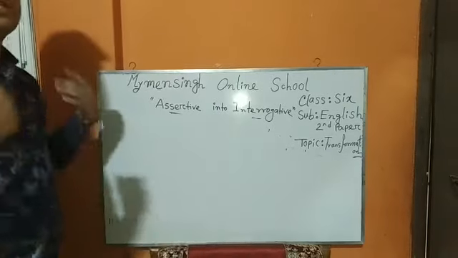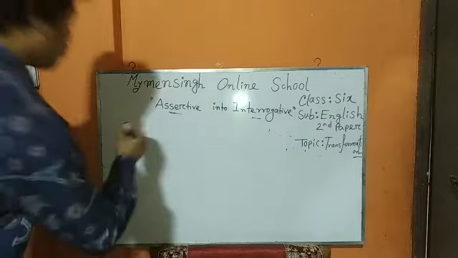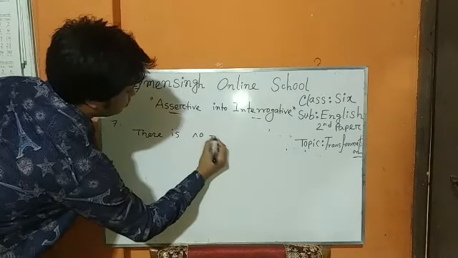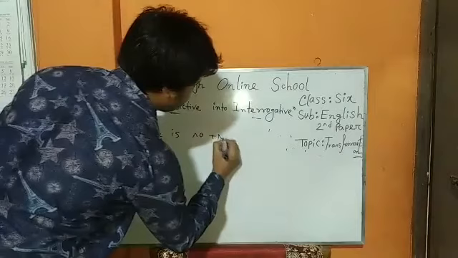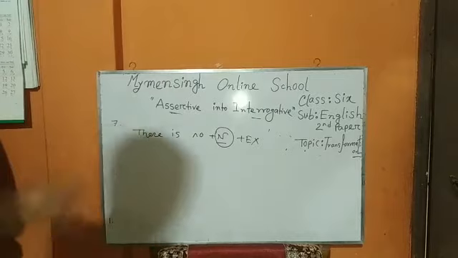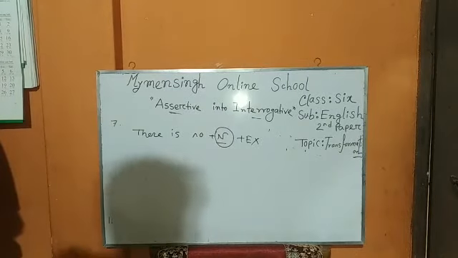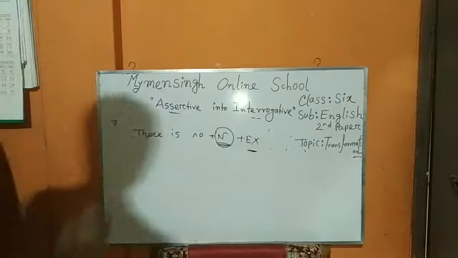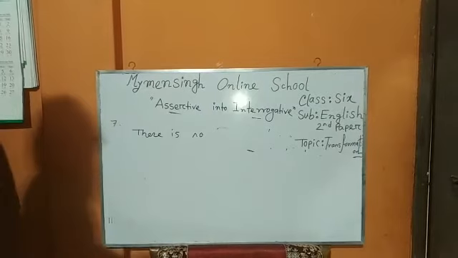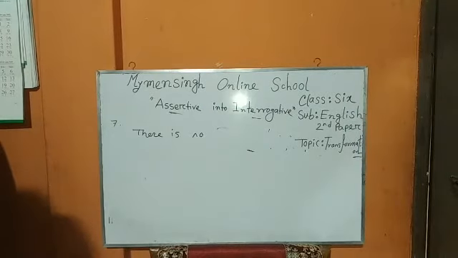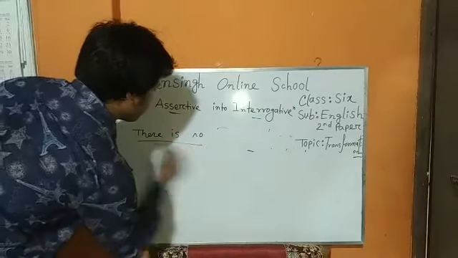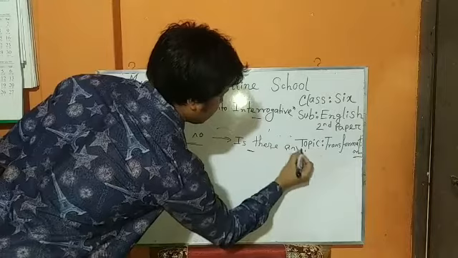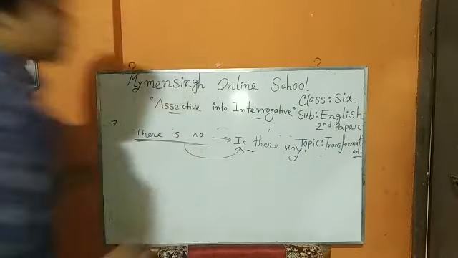You may find there is no. An assertive sentence may start with there is no. After that, you will find a noun or something as an extension. At that time, when we find there is no, what will happen? Then the answer will be, this will be replaced by is there any.